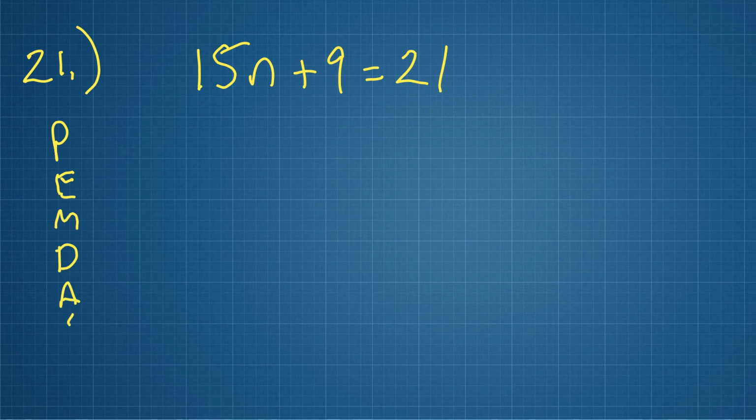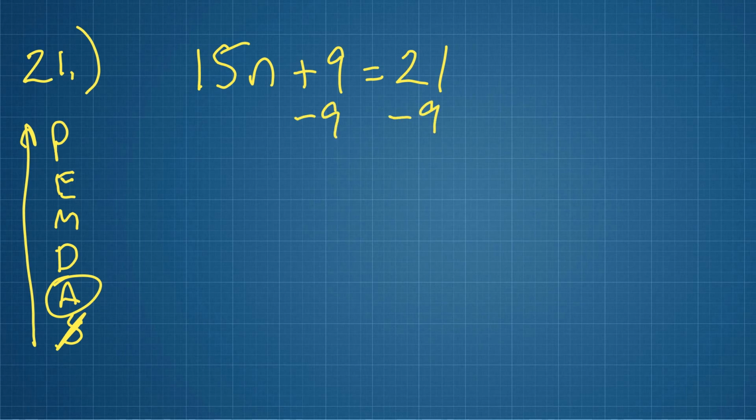Alright, 21, exact same concept. I do PEMDAS in reverse. So there is no subtraction. Oh, there's addition. That's why I subtract 9 from both sides first.